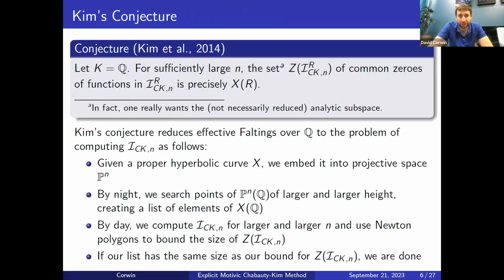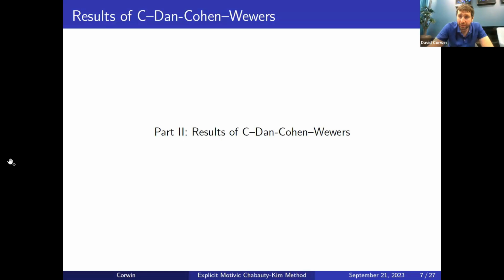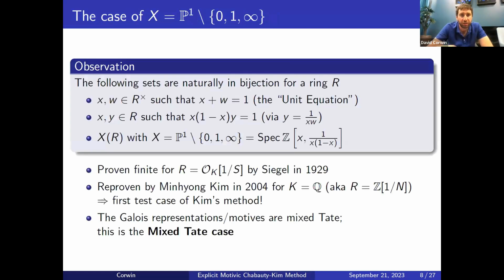Okay, so that's why we are really interested in computing ICKN or ICKNR. So let's talk about some results in computing ICKNR that go beyond n equals 2. Okay, so some results that so far exist in terms of going beyond quadratic Chabauty.